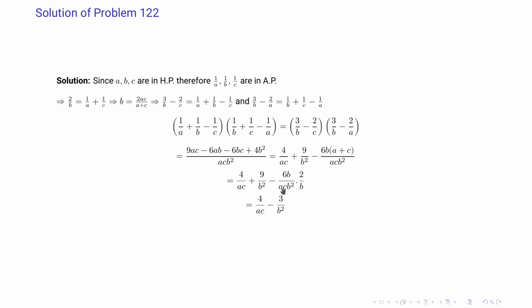Once we have this, we see that this is 12 and B will get cancelled, B square will remain. So this is 12 by B square. 9 by B square minus 12 by B square is 3 by B square. And A plus C by AC is equal to 2 by B from here.